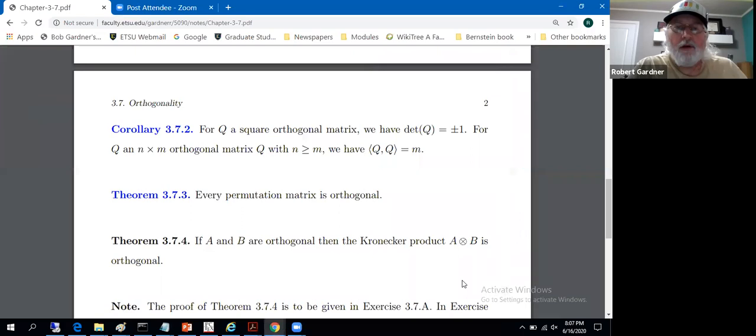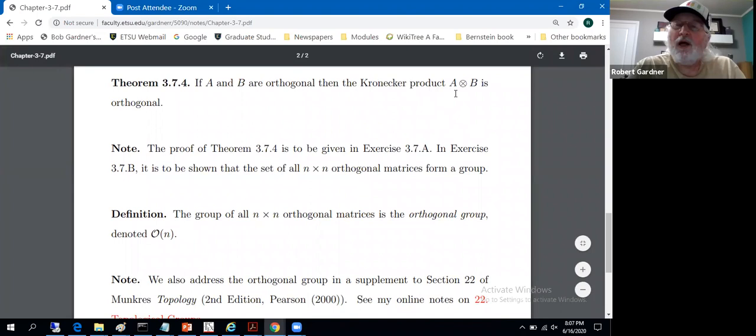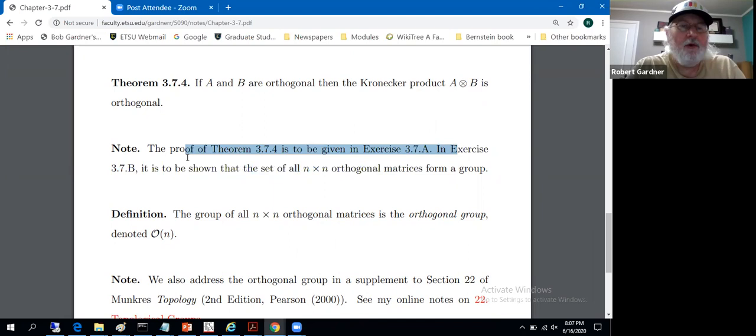All right, just a couple other little observations, some things that are left really as homework. If A and B are orthogonal, then the Kronecker product of A and B is also orthogonal. Left as an exercise, as I've numbered them, 3.7.A. It's left as another exercise. I made both of these exercises up, I know, because they're labeled with letters.